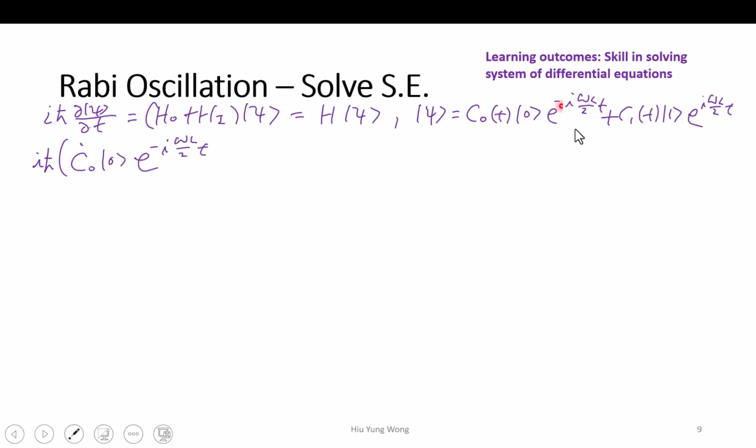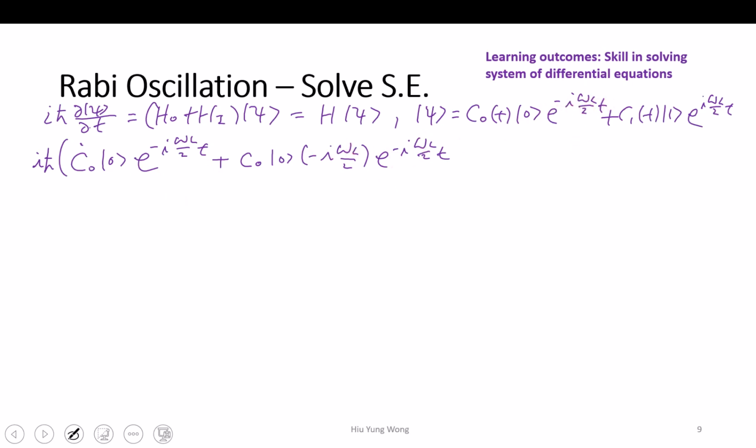So I differentiate this term, I get C0 dot, but then I need to also differentiate this term, right? So this is C0, 0. When I do this differentiation, I get negative i omega L divided by 2, and then the whole thing. What I'm doing is, after I differentiate this term, I need to differentiate this term. Just use the rule from differentiation. This one is e to the power something t, so this one goes out, right?